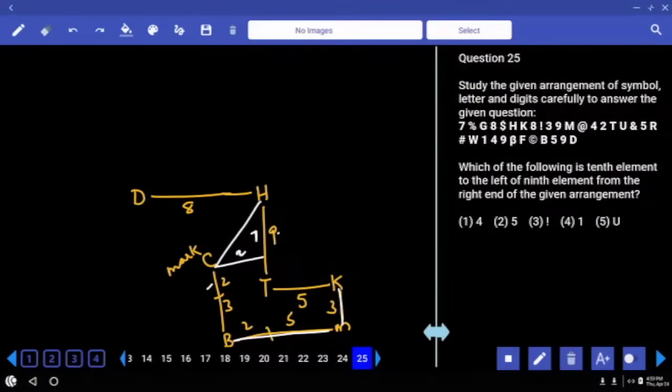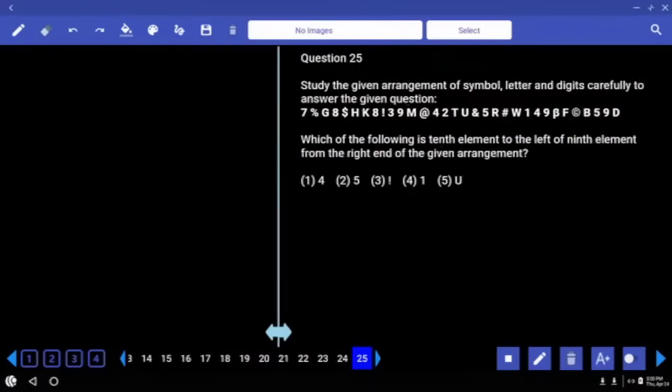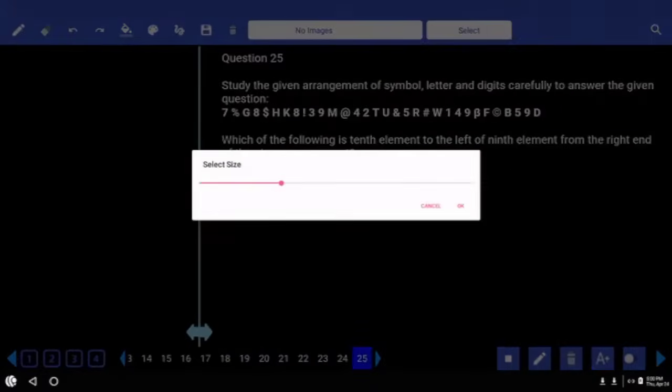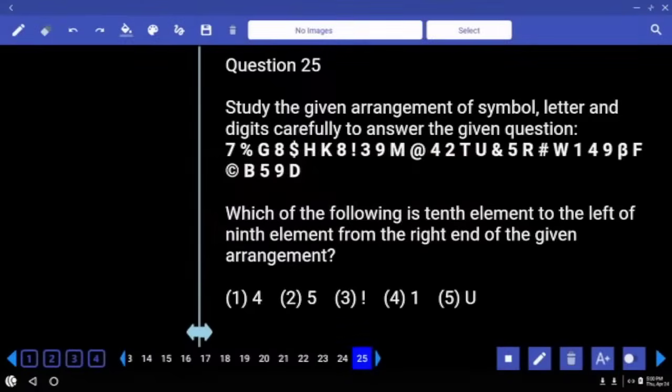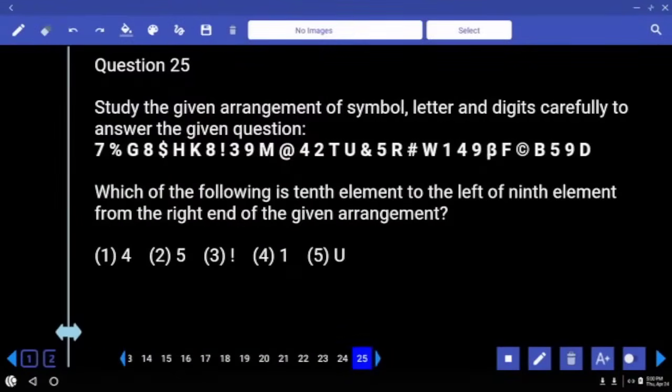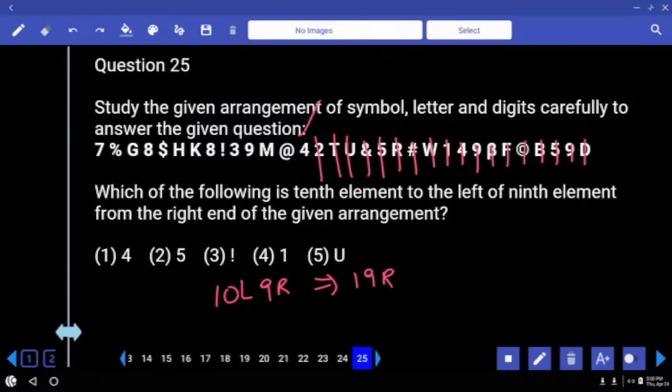The next one, 25 onwards. First or second priority, and first priority comes under sequence. Now here, which of the following is 10th to the left of the 9th from the right hand? 10th left and 9th right, then sum. What is the answer here? 19. 19th from where? Right hand. 1, 2, 3, 4, 5, 6, 7, 8, 9, 10, 11, 12, 13, 14, 15, 16, 17, 18, 19. What is the answer? Choice 4, 120.